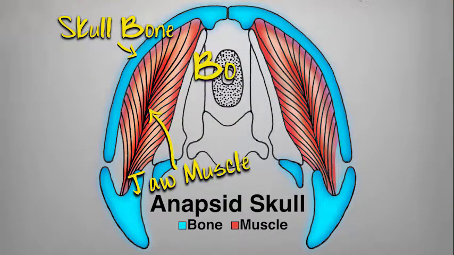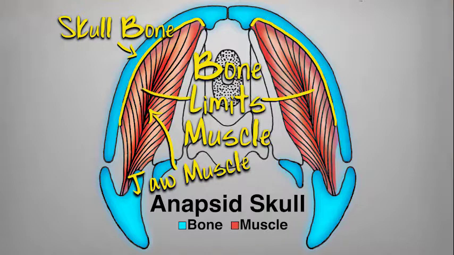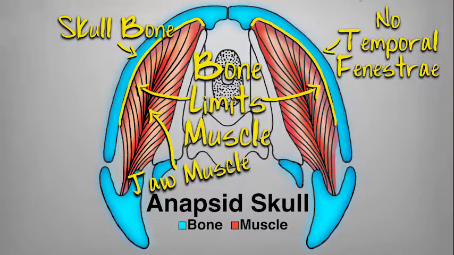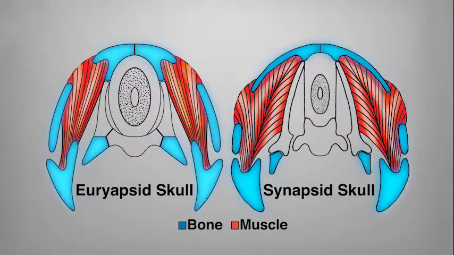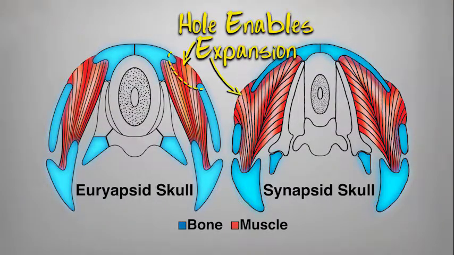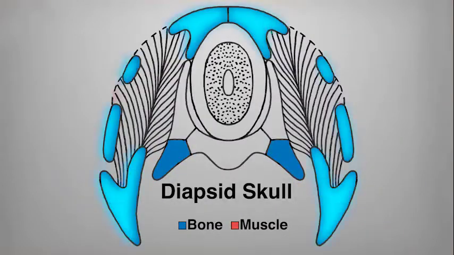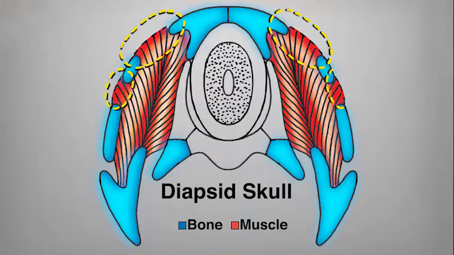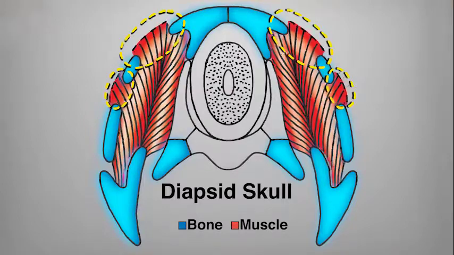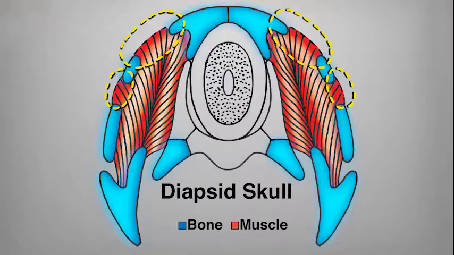However, there is a limit to the size of the jaw muscle that can fit in the space between the jaw and the skull. The anapsids have no temporal fenestrae, which means that they would have a weaker bite force for their equivalent size. One way to allow for a larger jaw muscle is to have a hole where the larger muscle can bulge out. This can be seen in both euryapsid and synapsid skulls, which have 1 temporal fenestra on each side. Since animals with diapsid skulls have 2 temporal fenestrae on each side of the skull, they can accommodate the largest jaw muscles. Crocodiles are an example of diapsids that have a very powerful bite.